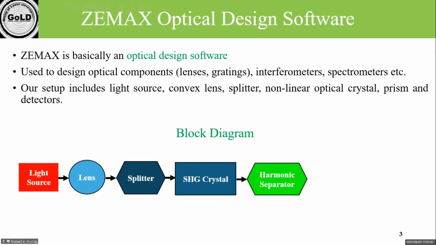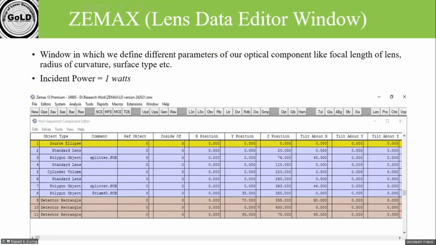Currently, in my setup, what I was using is a normal beam splitter, which is splitting the beam into two depending on the transmission and reflection of the beam, and then a prism to further refine the output beam, and then there's a detector. Here is the lens data editor window of my setup, in which you can see a standard lens, a polygon object, which is used as a splitter, then lenses, and then detectors.